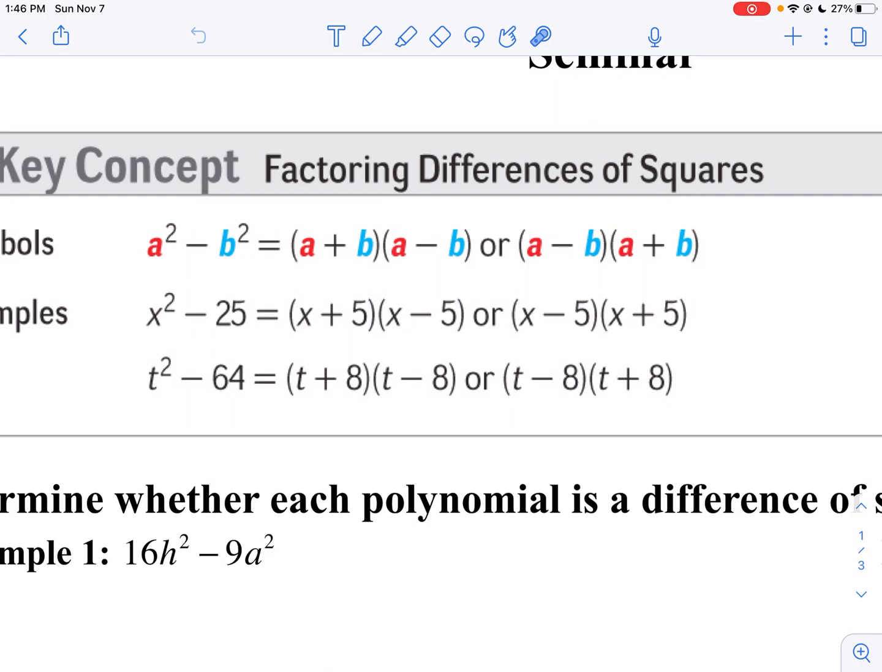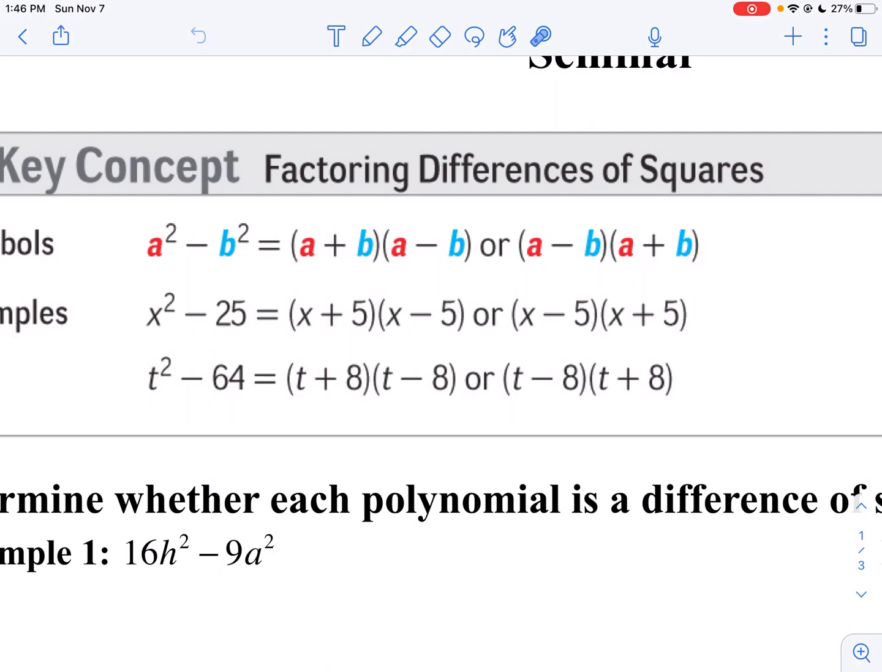First off, the only time you can factor a binomial, two terms, is if the first term is a perfect square and the second term is a perfect square. If that's the case, then it's going to be the square root of the first term plus the square root of the second term times the square root of the first term minus the square root of the second term. We've done this before. It's just backwards.